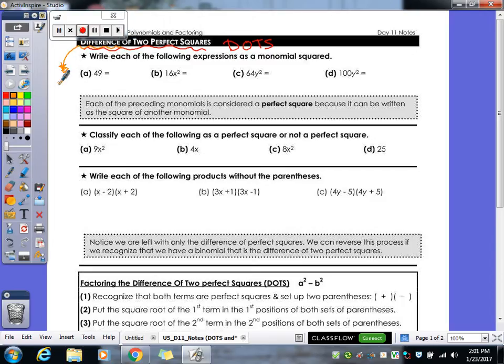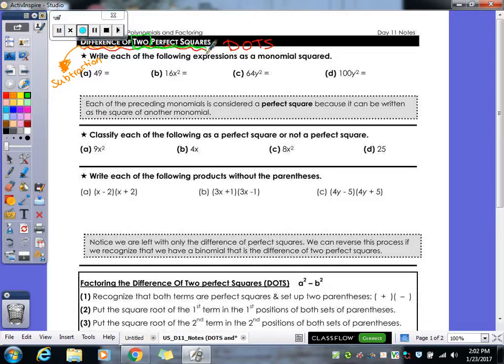The difference means that it's a subtraction. So you've got to keep in mind that it has to be a subtraction problem. You're going to see a lot of problems that look like they're going to be a DOTS problem, but they're not because there's an addition sign as opposed to a subtraction sign. So that's one of the main things to look for. The other thing is that it's two perfect squares.